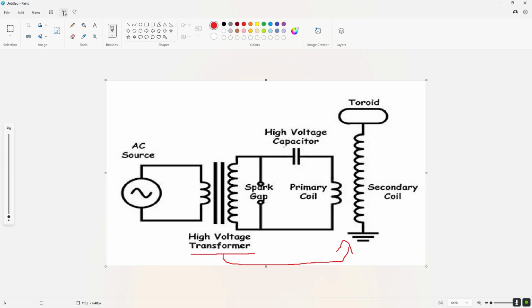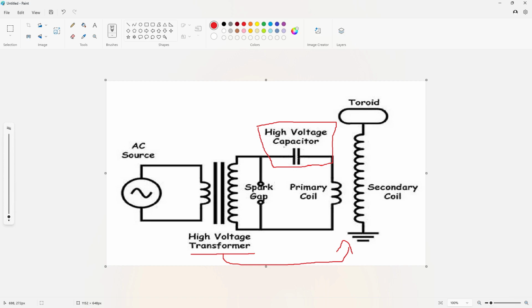Now we have to cover a couple different things to get to the meat and potatoes of how this thing operates and why, and that's because of this high voltage capacitor. This is one of the most crucial elements of this circuit. You cannot operate this circuit without this component, much less any other components in here. This is just a very basic block diagram of a Tesla coil, showing you just the necessary parts.